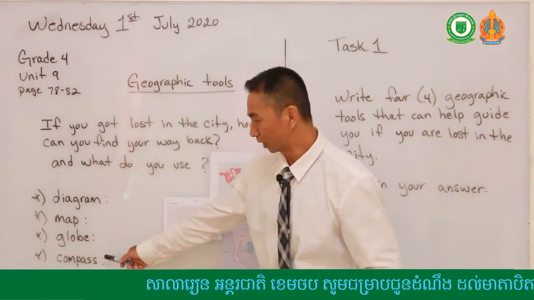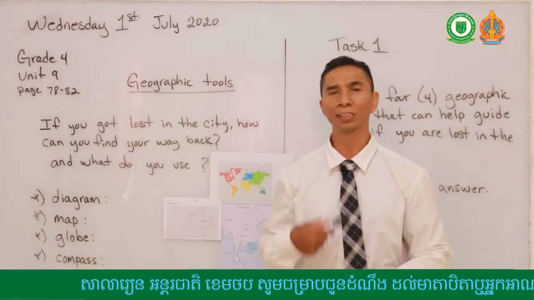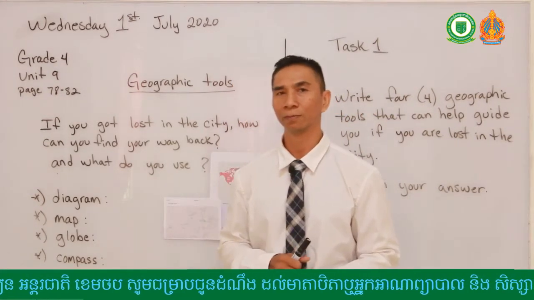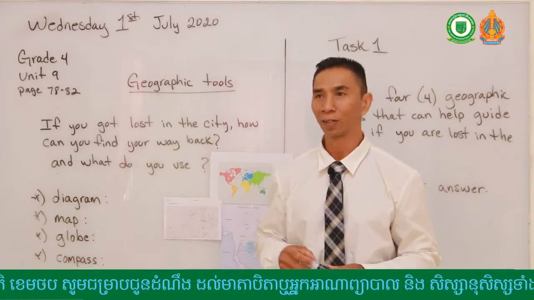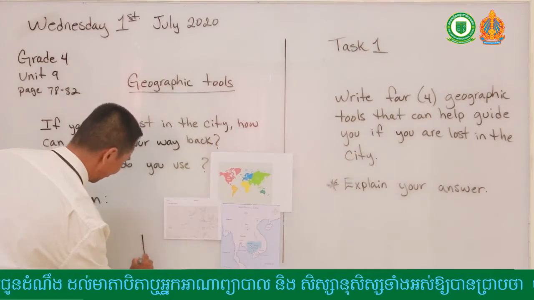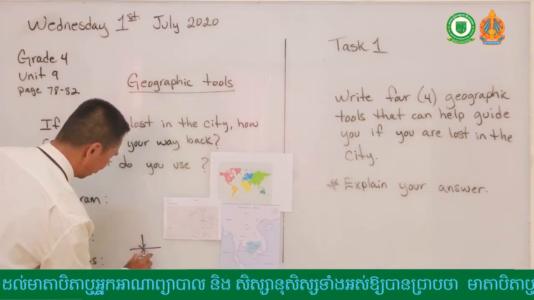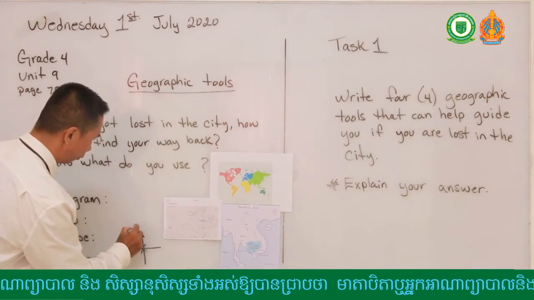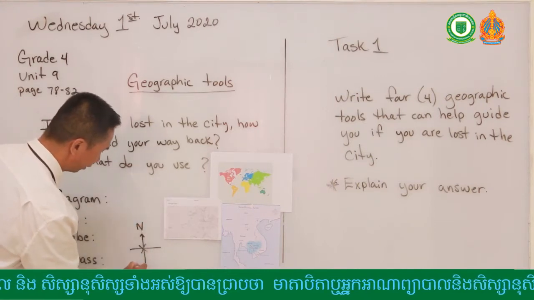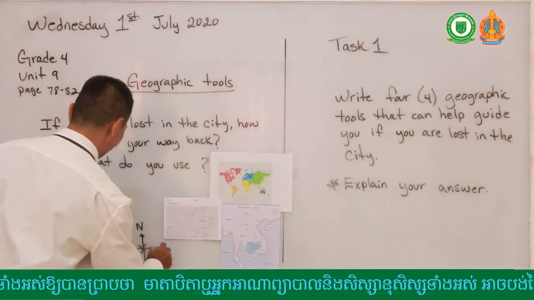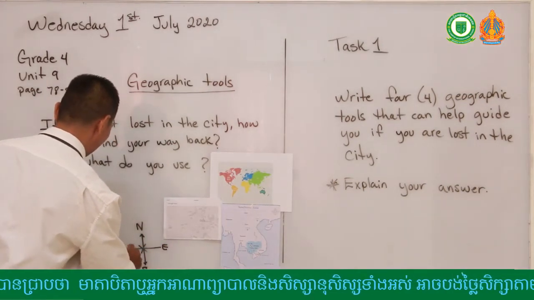And our last word is compass. What is a compass? And what does a compass tell? Can you tell me? If I draw a star like this, and a point going up is north, going down is south, east, and west.